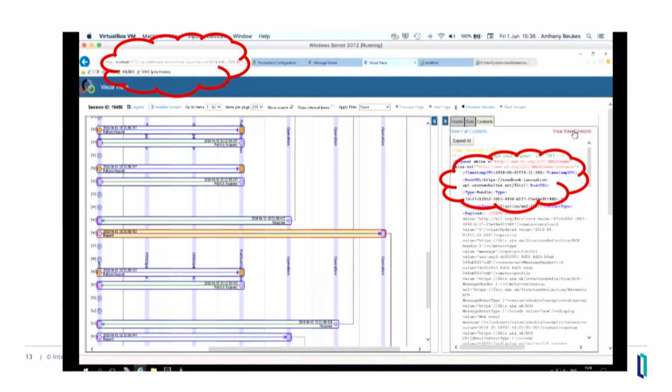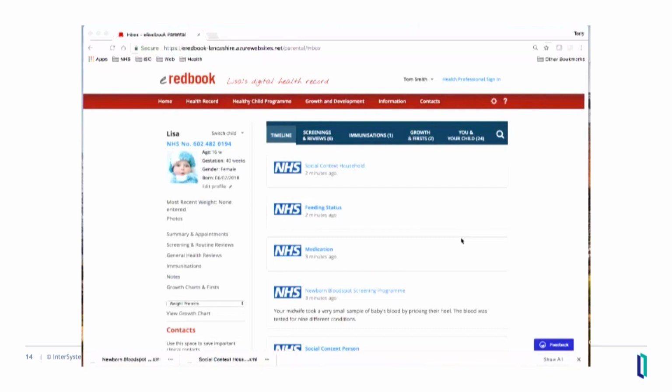And that is the FHIR message. And this is just showing all of the audit trail that's going on about where this message went and ended up. So we've got it in the right place at the right time. That is the red book blown up.